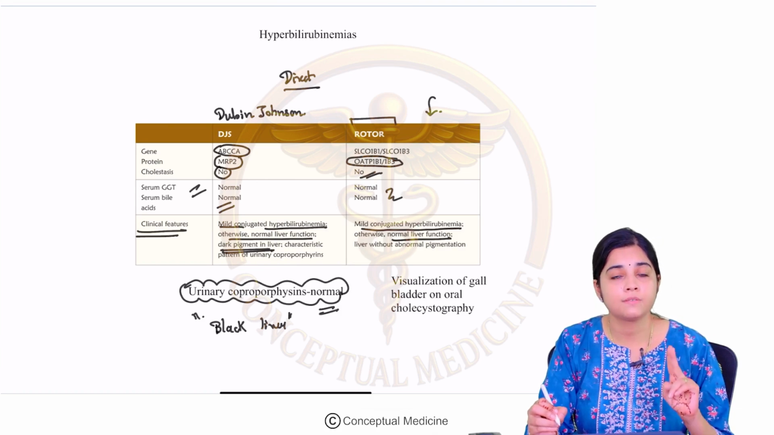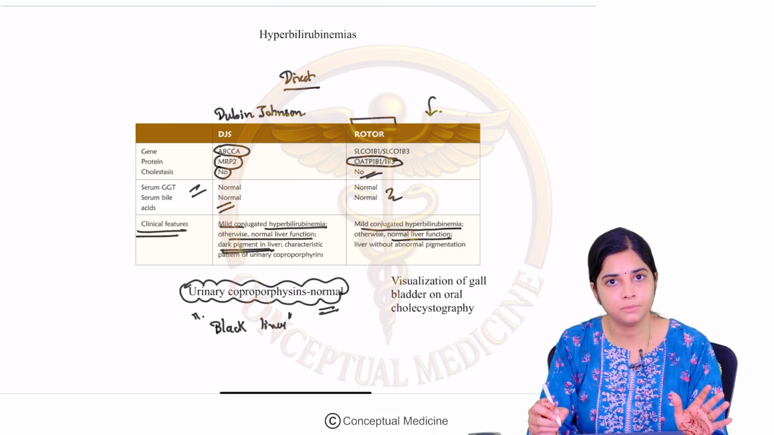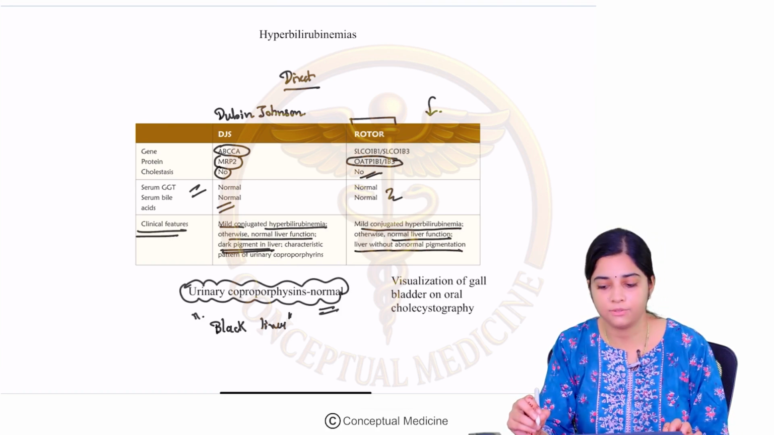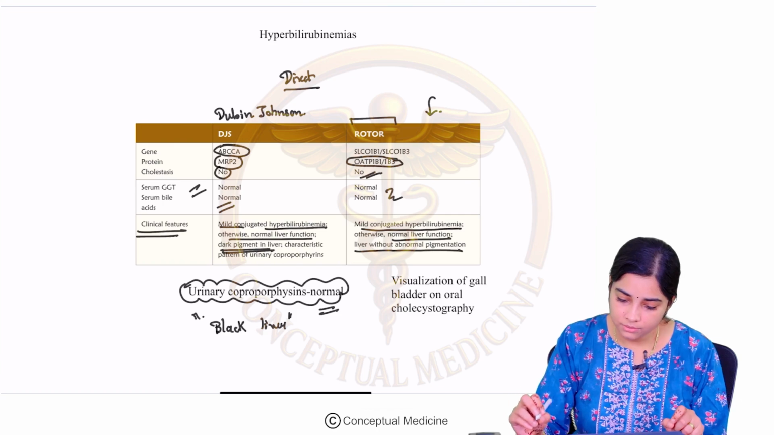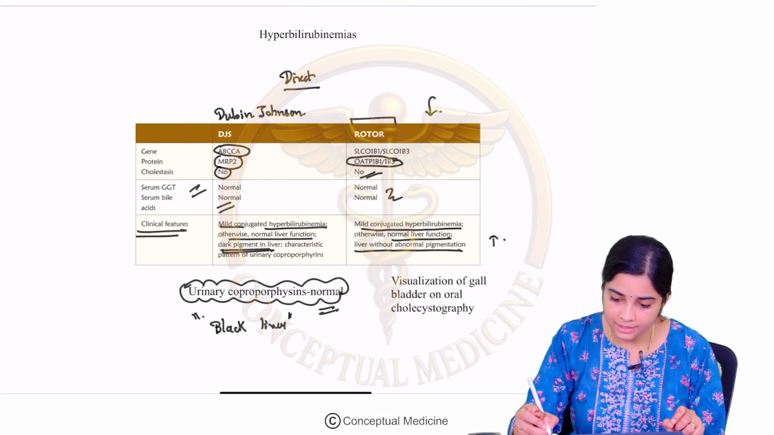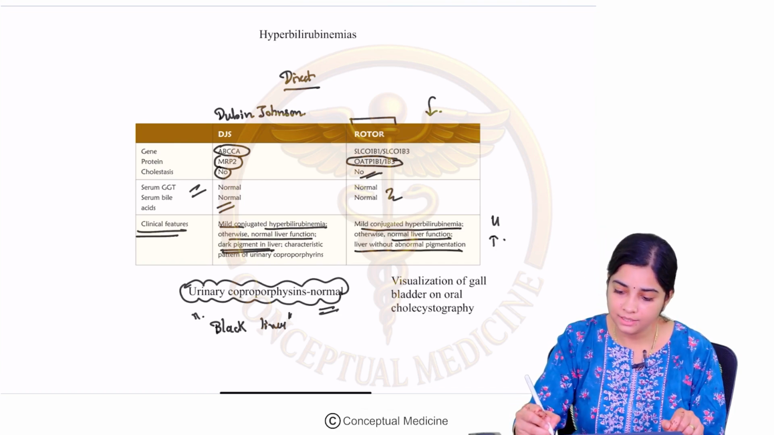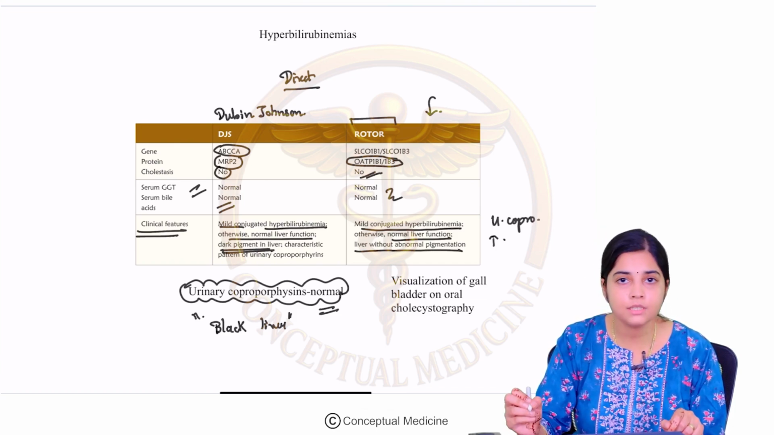Two important features help differentiate Rotor's syndrome from Dubin-Johnson: the liver does not have any pigmentation in Rotor's syndrome, and the urine coproporphyrin levels can be elevated in Rotor's syndrome.